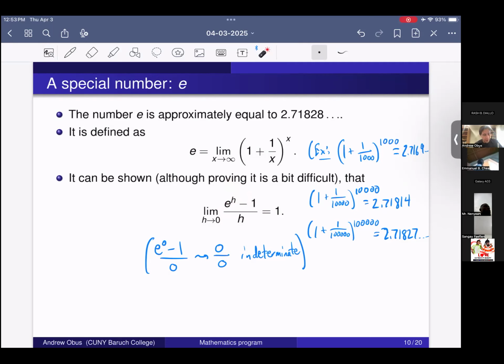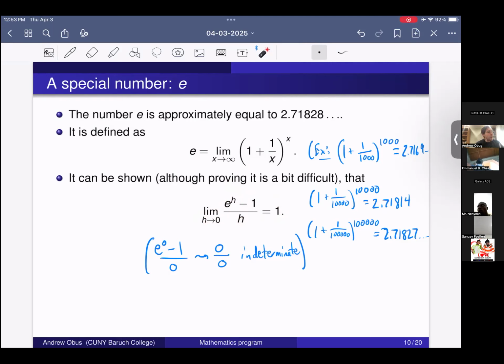So I'm going to skip that. But for now, let's just use this as a fact. Okay, so the limit as h approaches 0 of (e to the h minus 1) over h, I'm going to tell you as a fact that this limit is equal to 1. Okay, it's an indeterminate form, but it turns out that it's actually 1.